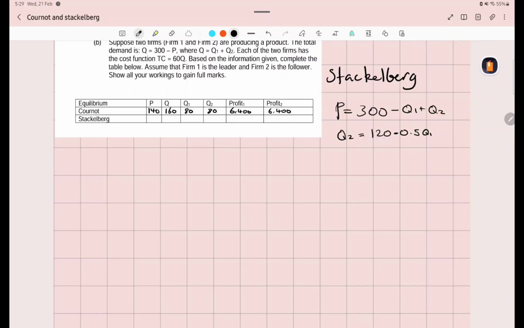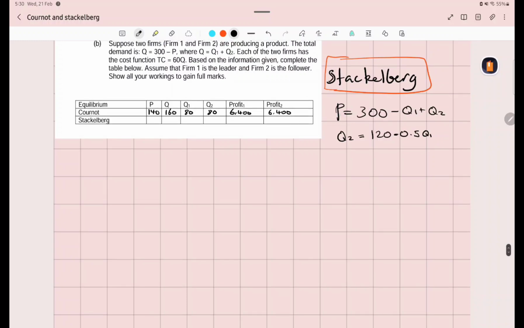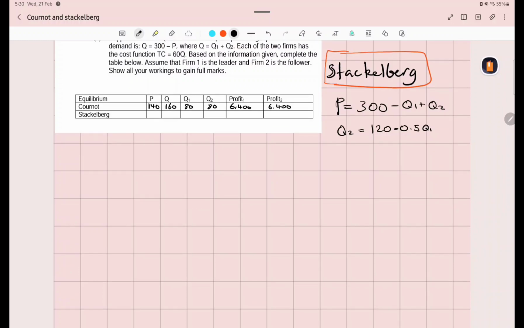Okay, we have Stackelberg now. We're going to tackle Stackelberg. That is not a simultaneous game. That is a leader and a follower game. So we have firm 1's demand function, where Q is equal to Q1 plus Q2. And we have firm 2's best response function.